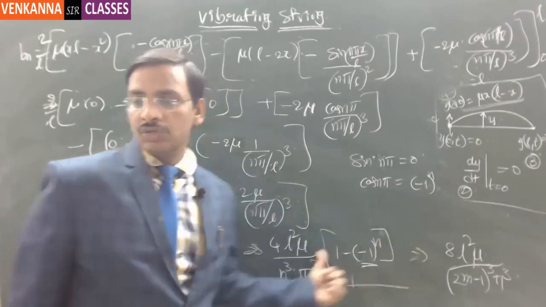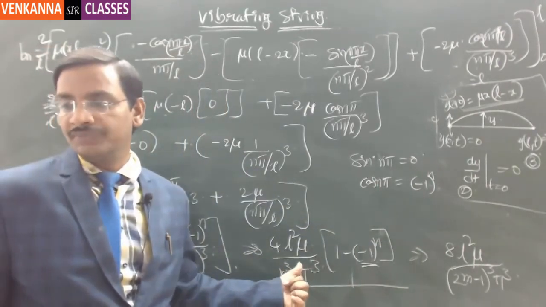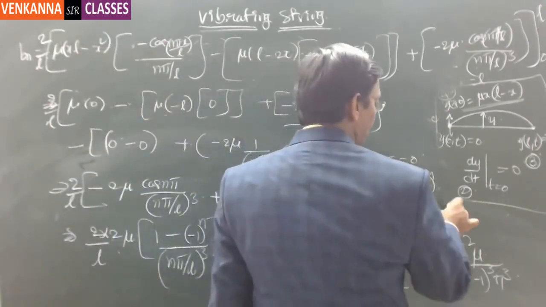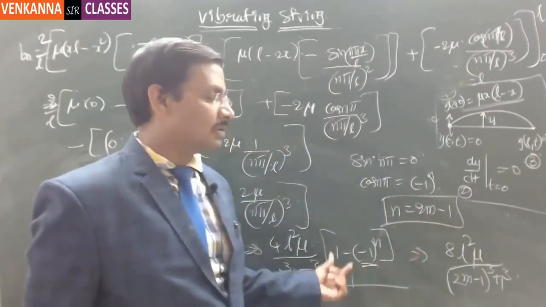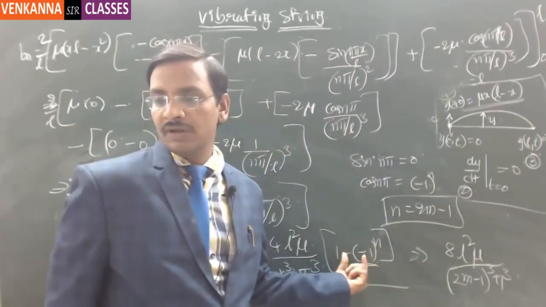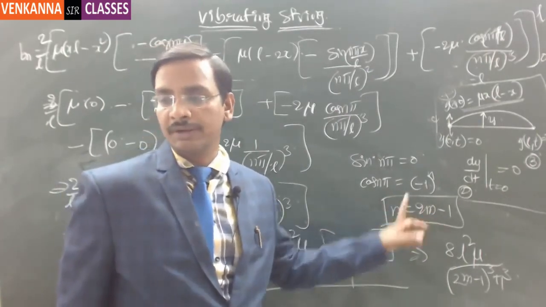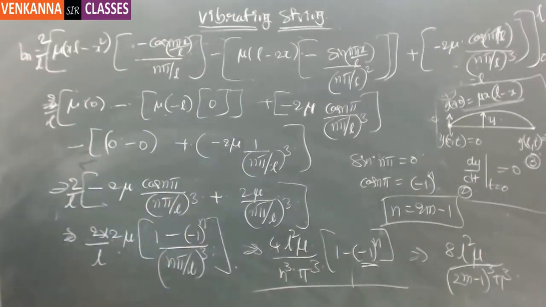So that is 2 times 4L square mu divided by n cube pi cube. That's why if you replace n with 2m minus 1, 2m minus 1 is always an odd number. So if you replace it there, this is going to be twice, and there is no need to worry about the even numbers because 2m minus 1 will cover it. Got it? Note this down.